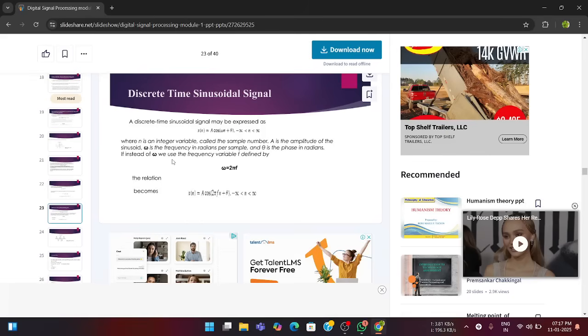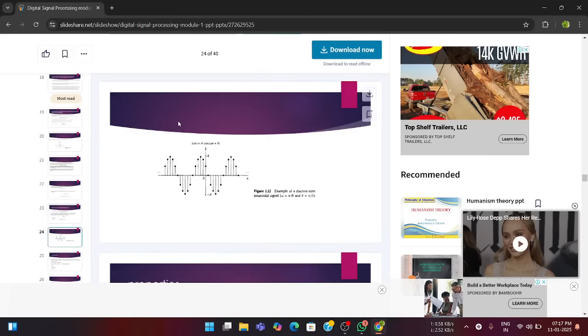If instead of omega, we use the frequency variable f, then it is defined as omega is equal to 2 pi f. So this is one relation which you need to remember. So now the relation becomes x of n is equal to a cos, in place of omega, substitute 2 pi f. So it would be a cos(2 pi f n plus theta), again where n varies from minus infinity to infinity. Okay, so this was about the discrete time sinusoidal signal.